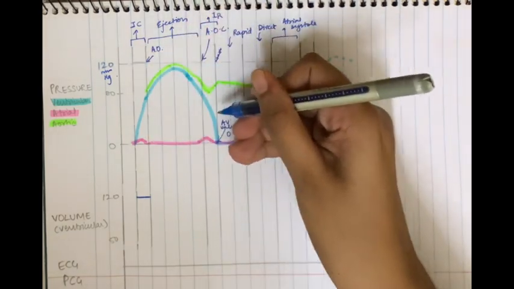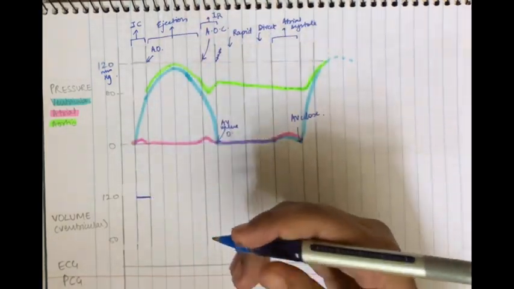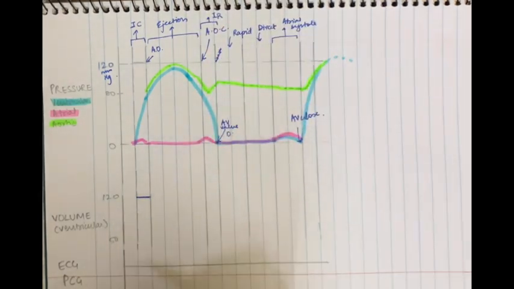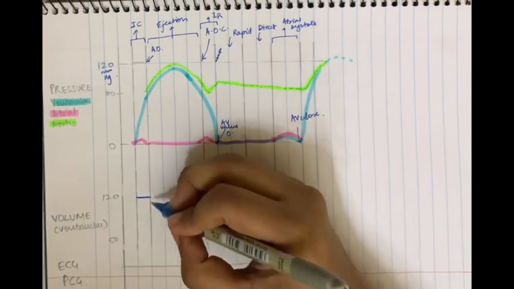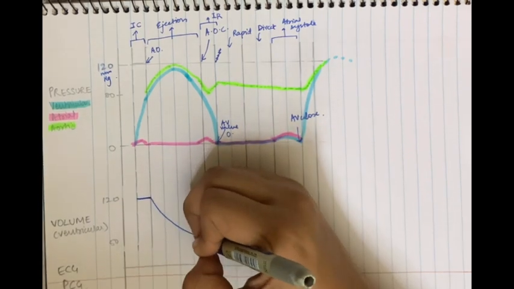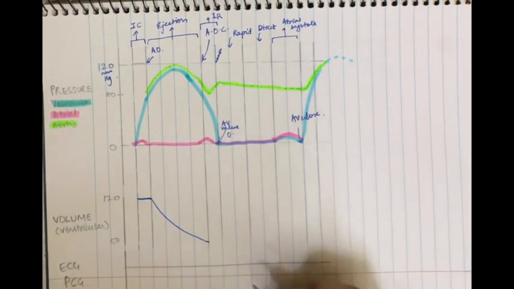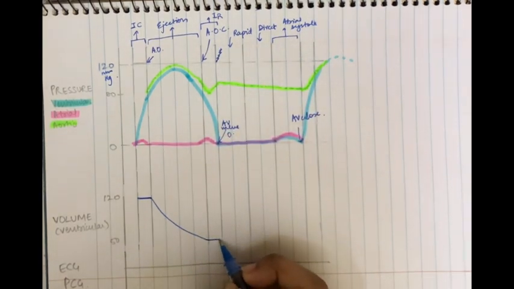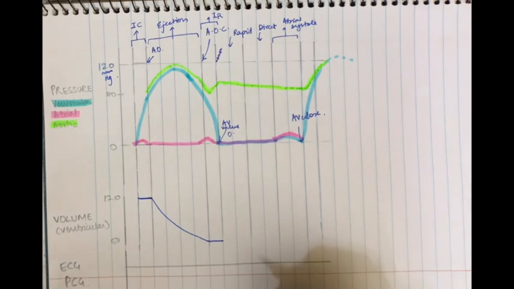So now blood is going out, right? So it is ejected, 70 ml of blood is ejected. So when 70 ml goes out of 120, you get 50 ml. So the graph slowly falls down to 50 ml. Again, there is isovolumetric relaxation. So you have the same volume here again.